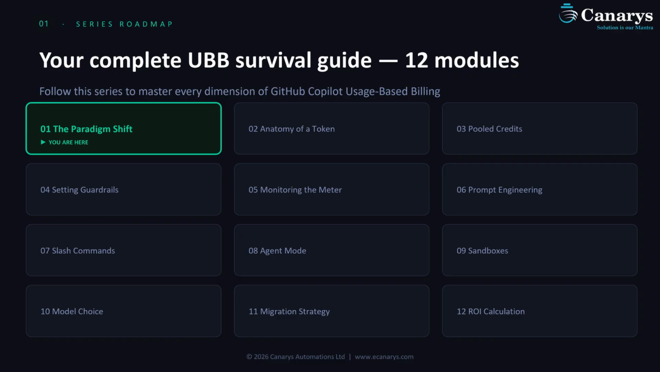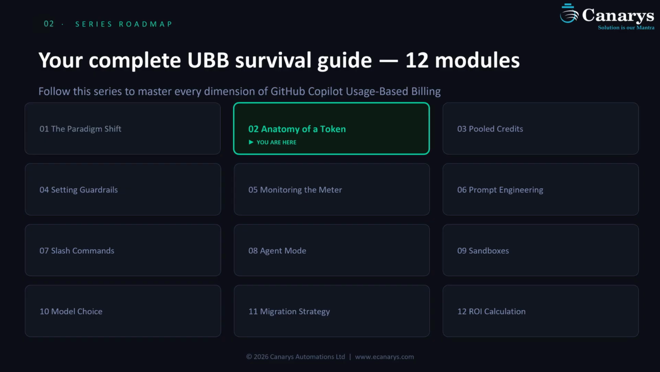In our last video, we covered the big picture, why GitHub moved from flat-rate seat licensing to usage-based billing, and what that means for engineering organizations. In this video, we're going to break down exactly what a token is, how input and output tokens work, and why context overhead is the hidden cost most teams don't see coming.